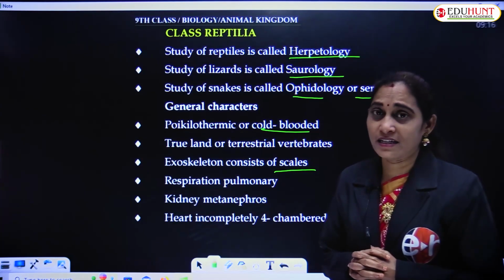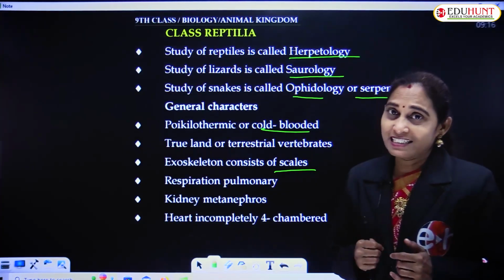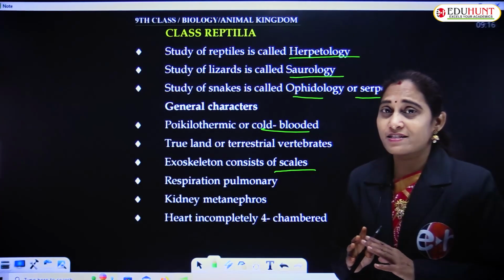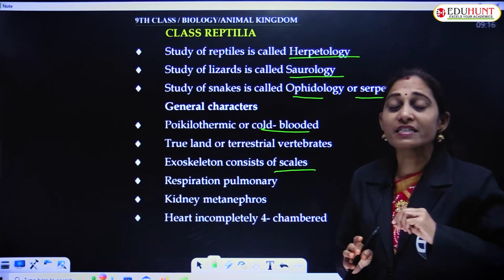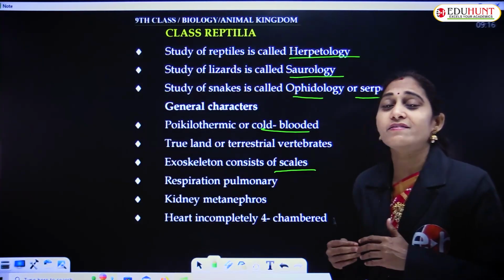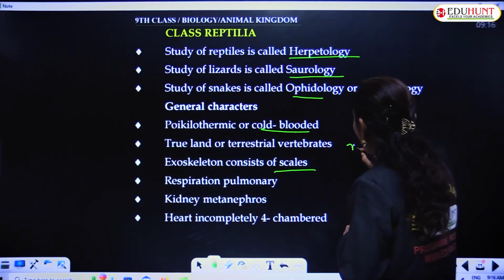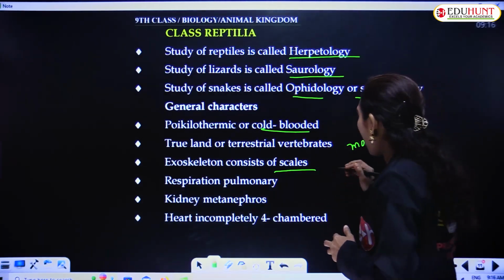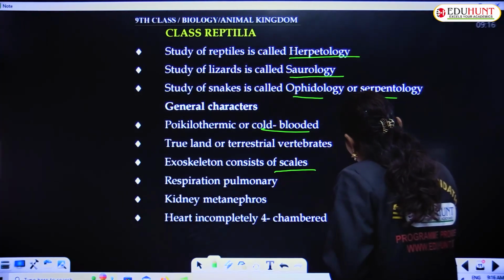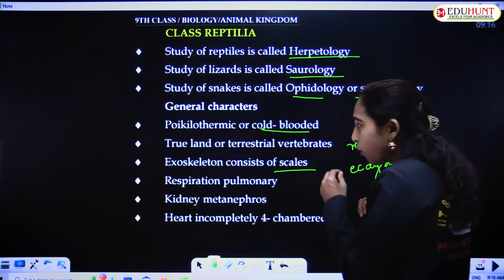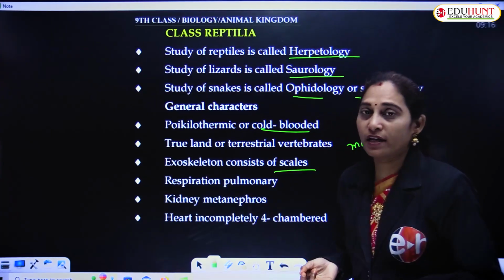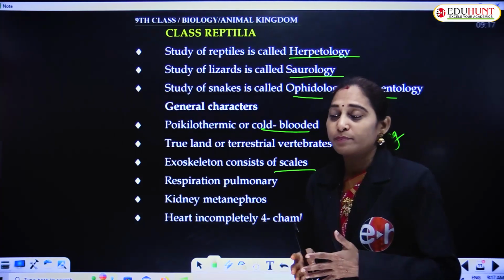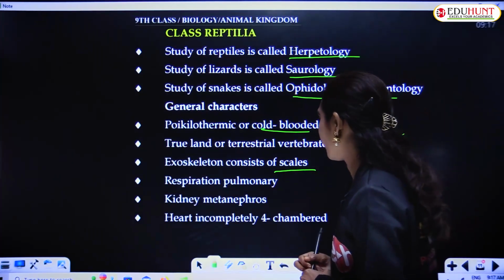Scaly skin is seen. An example is even lizards and snakes. The snake's body has scaly skin. They also shed their skin, that is called molting. Shedding of skin is called molting or ecdysis. Occasionally they shed their scaly skin, leave it, and have new skin.